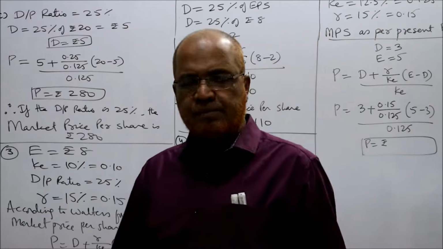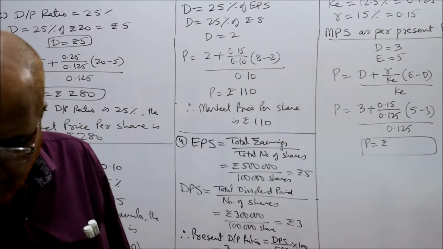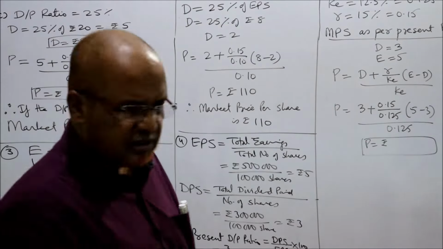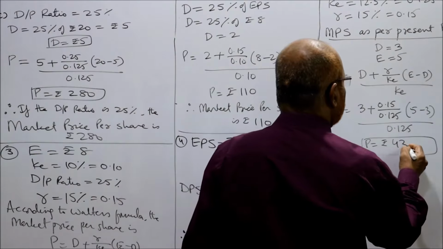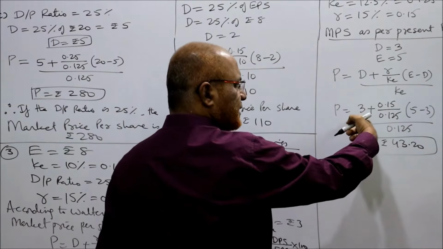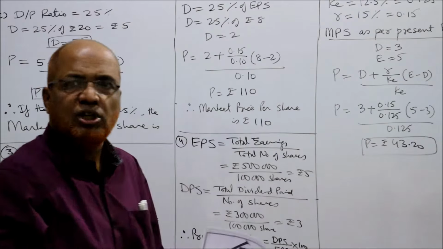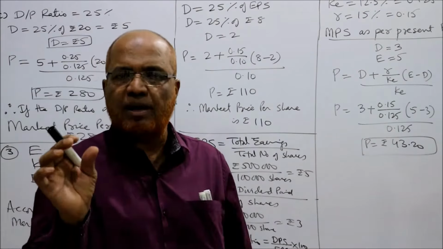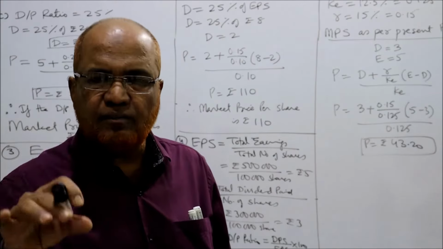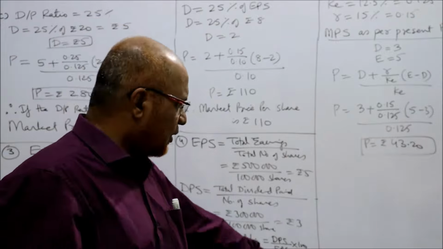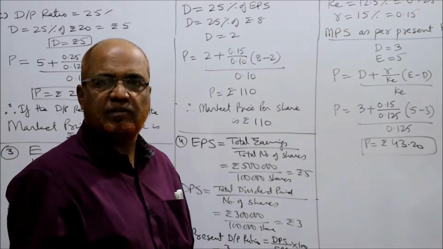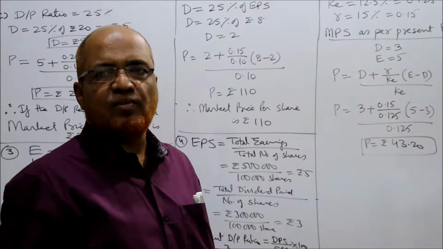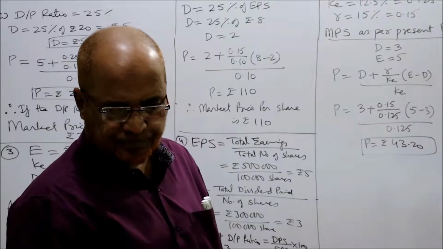As per the present policy, when the firm adopts a 60% policy, the value comes to 43.2. If you solve this, you'll get 43.2. This is the market price per share at the current dividend policy. What is the current dividend policy? 60% DPS. Are you satisfied with the current DP ratio?